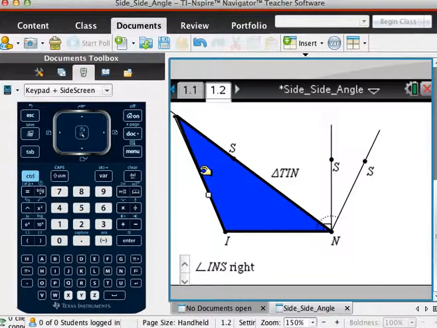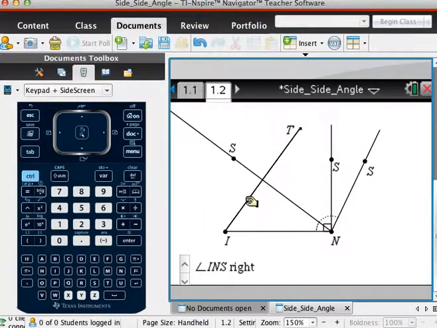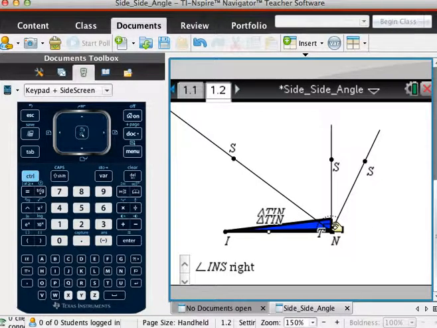And if it's an acute angle, if N is acute, I can still make a triangle, just one triangle, when TI is greater than IN. Okay? Now let me see if I can set it up so that TI and IN are the same length. About right there, almost.